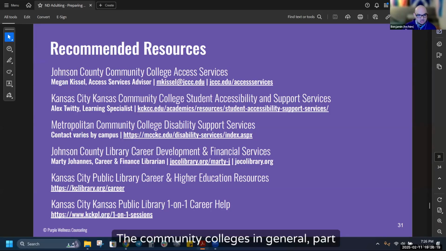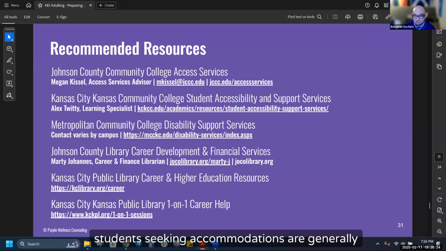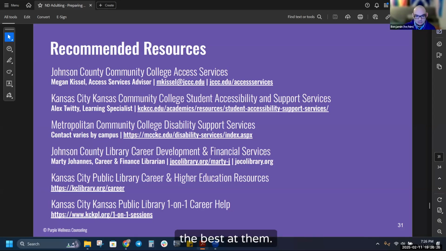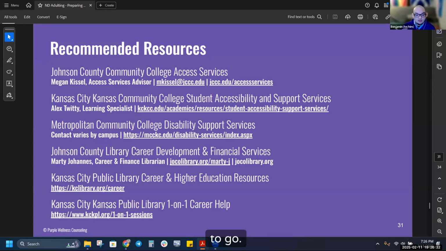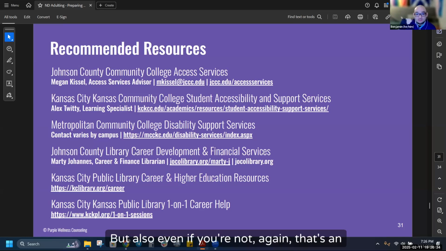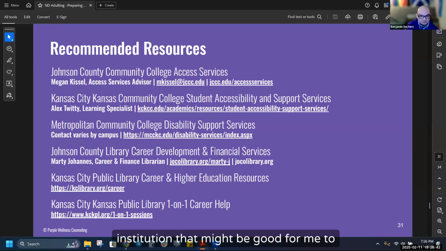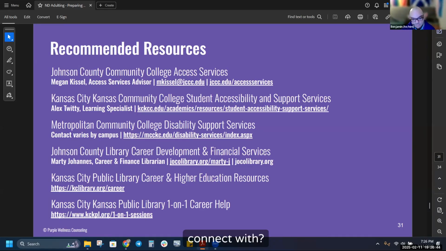The community colleges in general, in part because they tend to serve a lot more students seeking accommodations, are generally the best at them. So that may be something to consider as you're considering where to go to school or where you might advise your young person to go. But also, even if you're not, that's an opportunity to go talk to those offices and say, okay, how would you advise me to talk to this school? Or who do you know at this institution that might be good for me to connect with?